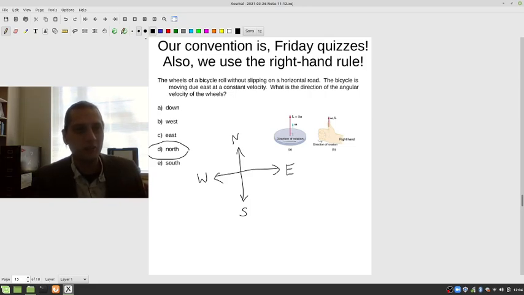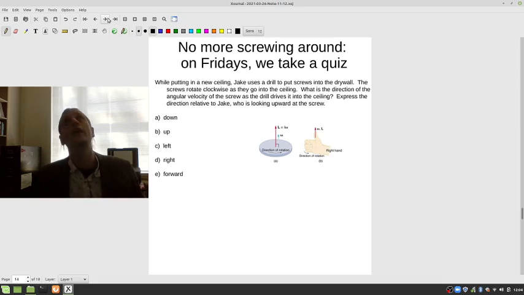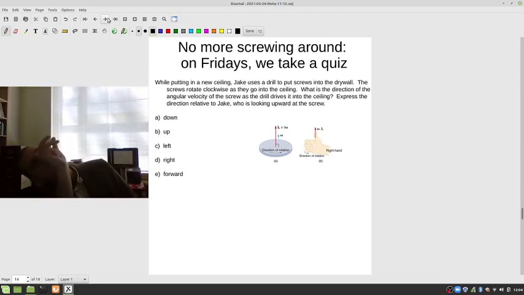Okay, let's try one more. Now imagine yourself as the character in this story. While putting in a new ceiling, Jake uses a drill to put screws in the drywall. The screws rotate clockwise as they go into the ceiling. What is the direction of the angular velocity of the screw as the drill drives it into the ceiling? Express the direction relative to Jake, who is looking upward at the screw.